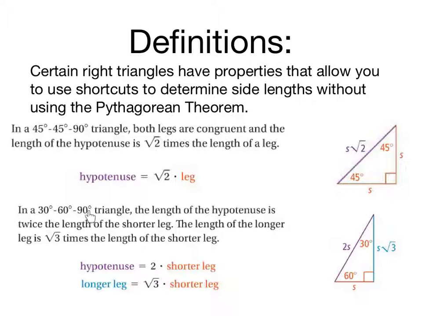In a 30, 60, 90 triangle, the other type, the length of the hypotenuse is twice the length of the shorter leg. So your shorter leg, the hypotenuse is 2 times as long. And the length of the longer leg is square root of 3 times the length of the shorter leg. So shorter leg times root 3. So again, if you know the shorter leg, you can find these other distances. But if you know one of the other ones, you can find that shorter leg of the triangle as well. So let's look at why these are special triangles. Why does this work this way?